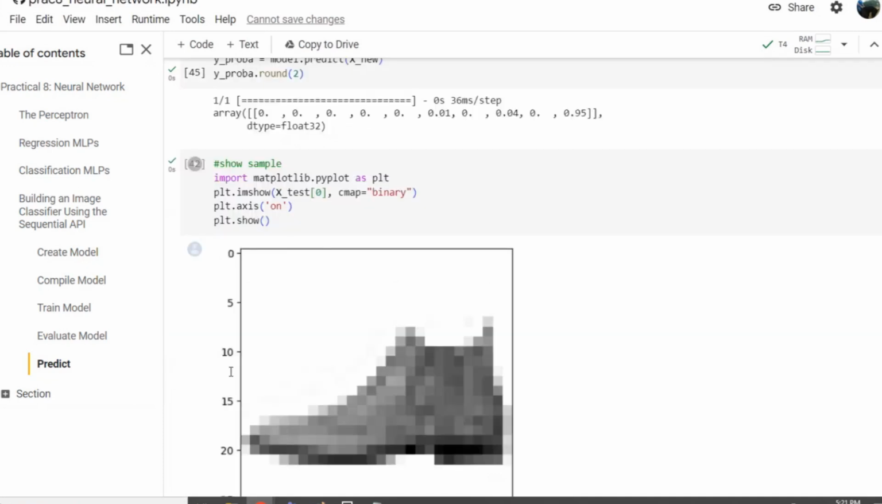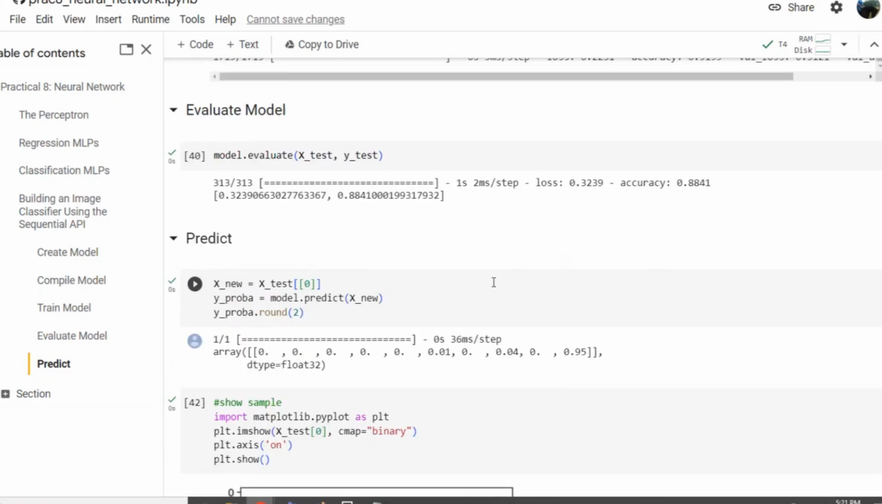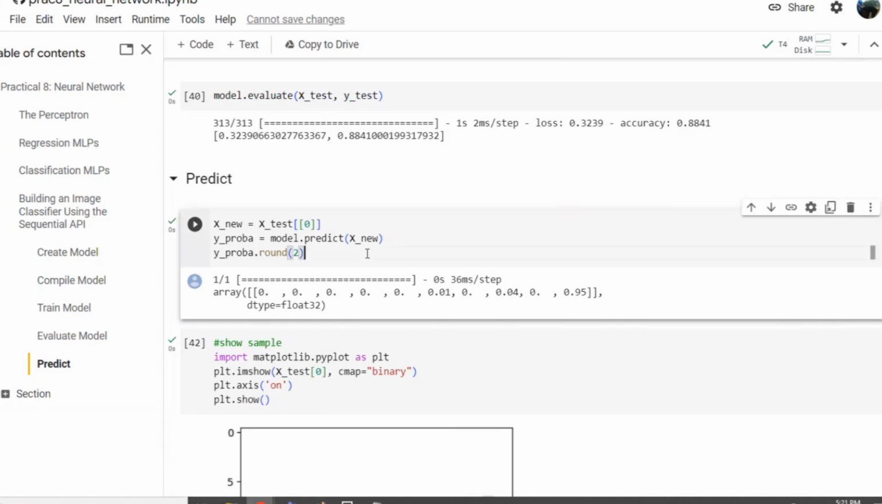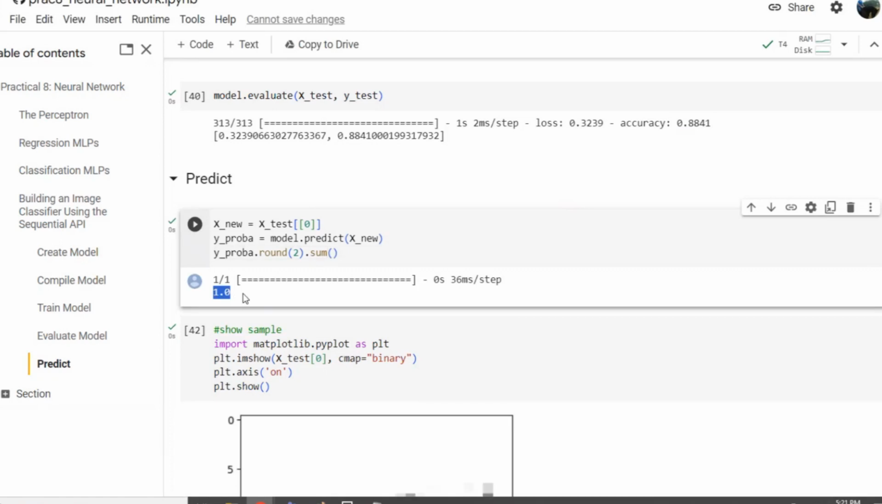One more thing: since we use softmax, I told you the sum of the probabilities must equal 1. So you can try. Put dot sum, and the value is going to be 1. This is because of softmax. If you are using logistic, not necessarily. Okay? Is it clear why we need softmax for multi-class?